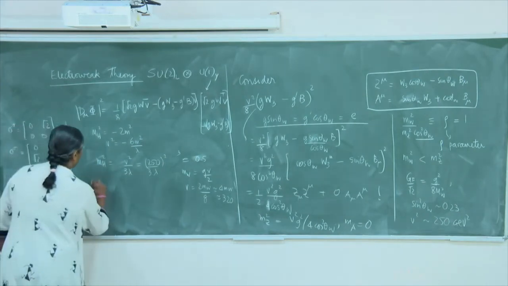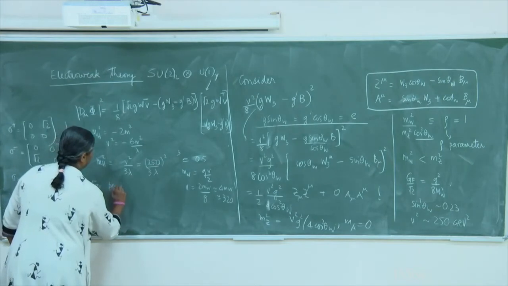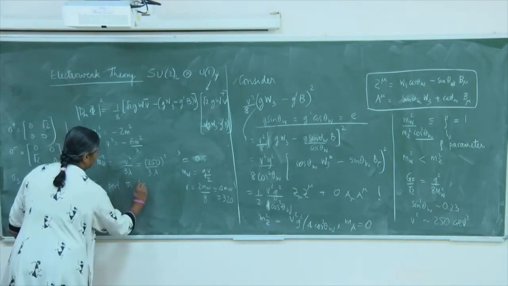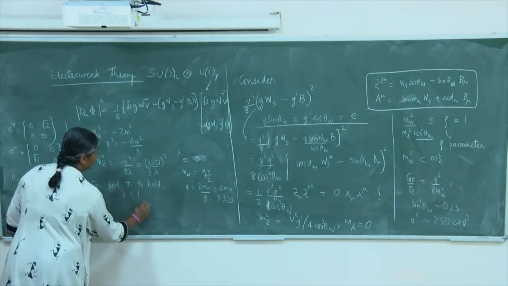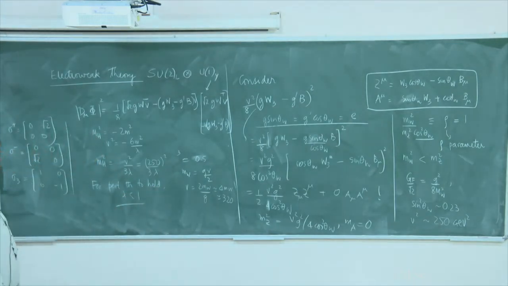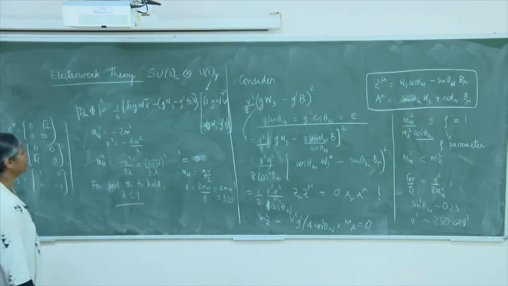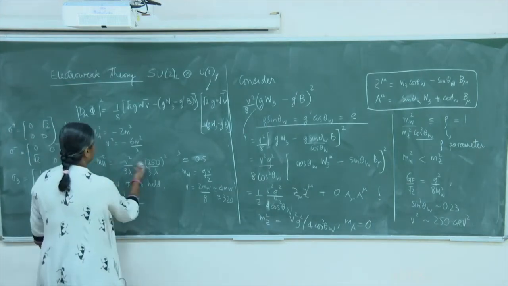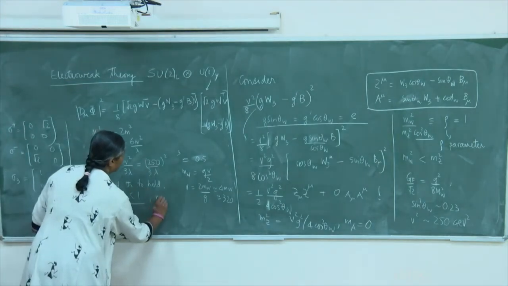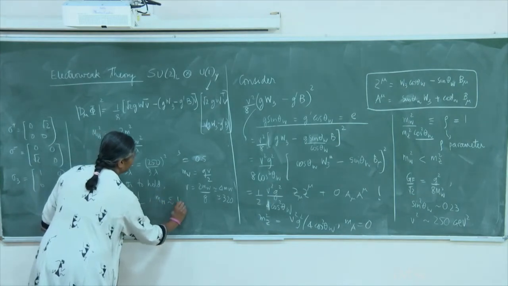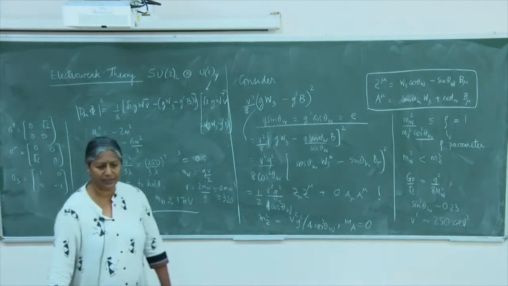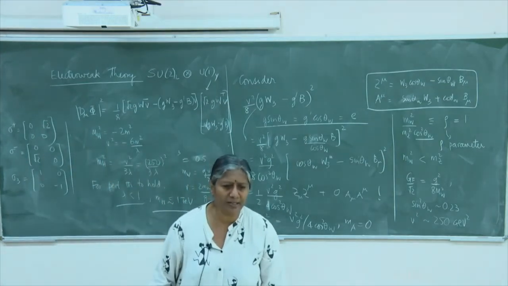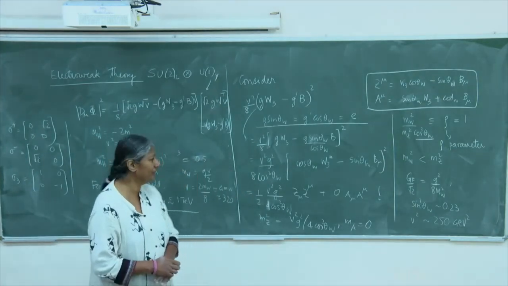Now for perturbation theory to hold, lambda must be less than 1, right? So this gives you an upper bound on the mass of the Higgs. You can get the mass of the Higgs is less than approximately 1 TeV. 1 TeV is about 1000 GeV, right? Roughly, I think it comes out to be about 700 GeV or something like that.